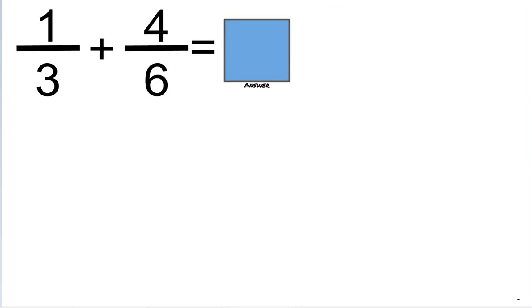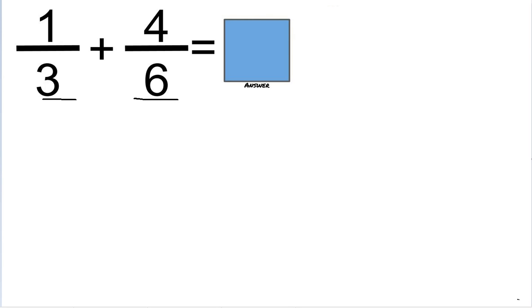Okay, so to solve this problem, as with any addition or subtraction problem with fractions, you always need to begin by asking yourself a question. Do I have two fractions that have the same denominator? So if I look at this problem, I see that I have 1/3 and I'm adding 4/6 to my 1/3.